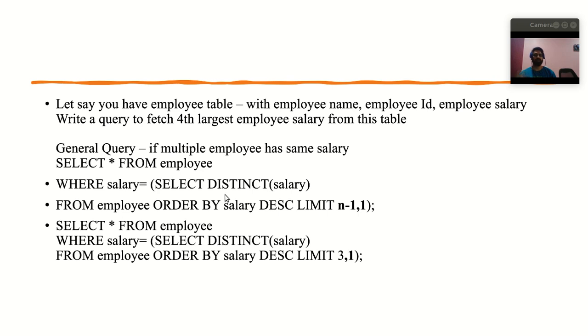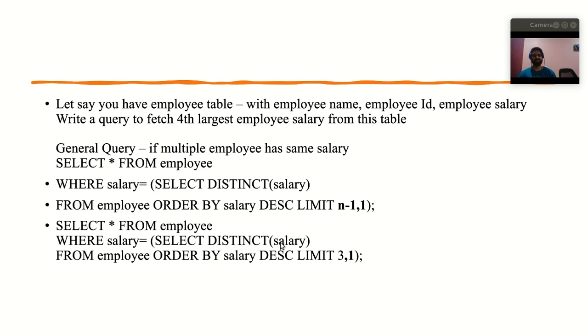So basically what you have to do is order that salary in decreasing order, and then you have to use the limit. And here is the general n minus 1. So let's say that you have to find the fourth element, so you can do 4 minus 1, so that is 3 comma 1.